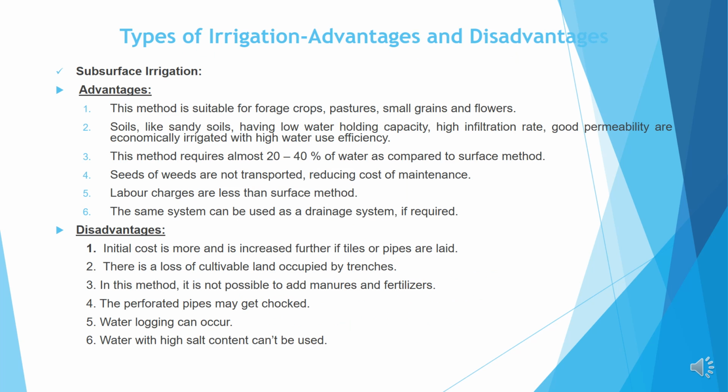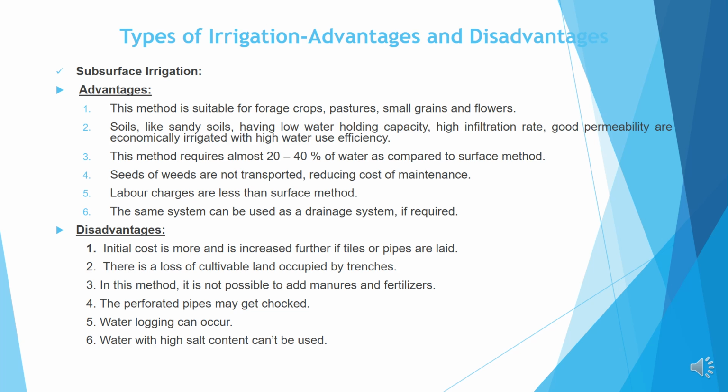Subsurface irrigation. Advantages. Number 1, this method is suitable for forage crops, pasture, small grains and flowers. Number 2, soils like sandy soils having low water holding capacity, high infiltration rate, good permeability are economically irrigated and with high water use efficiency. Number 3, this method requires almost 20 to 40% of water as compared to surface method.